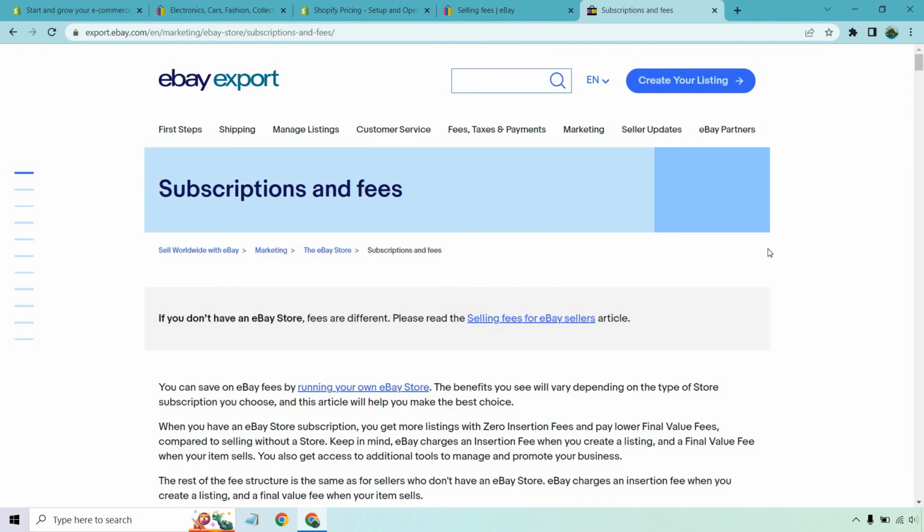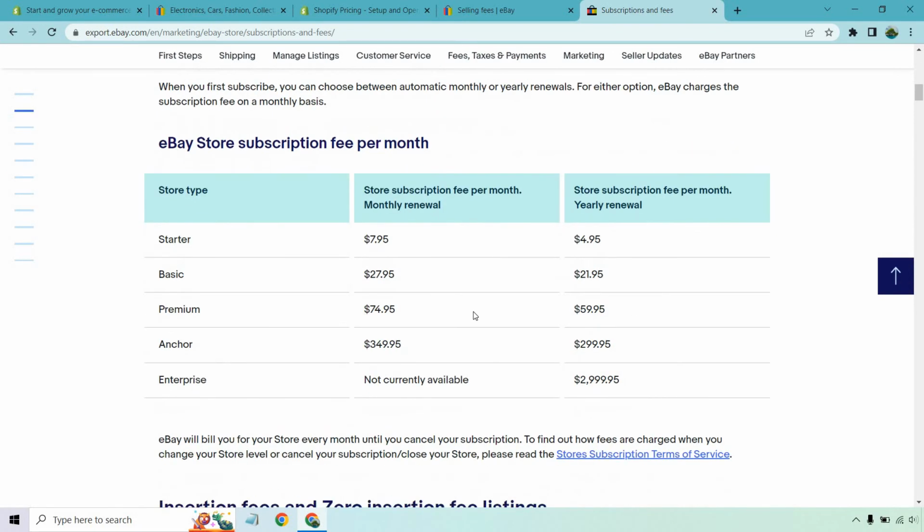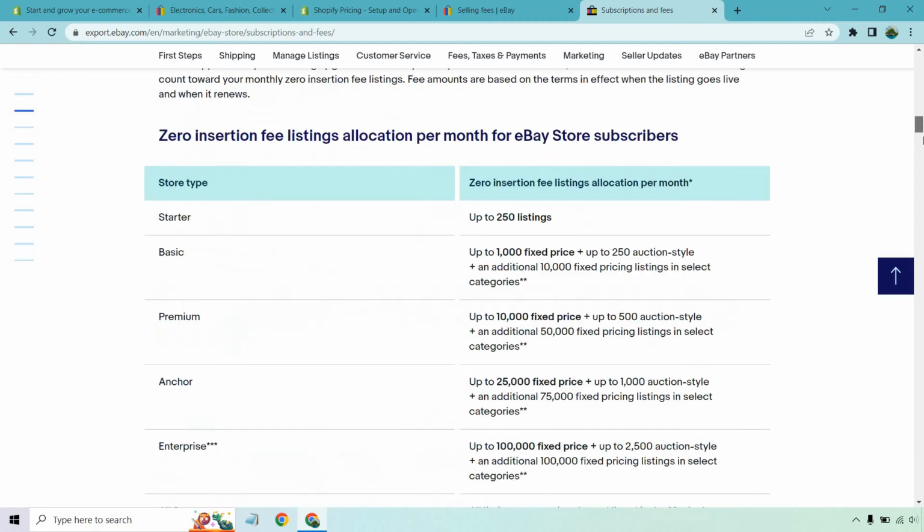Also, I do want to talk about how you can run your own eBay store. There are going to be some nice perks like zero insertion fees, which you already knew about, and of course, paying a lower final value fee. Let's take a look at some of the prices. Starting off, is it going to be bad? $7.95. Then moving on is going to be very similar to Shopify. You've got $27.95, $74.95, and $349.95. Obviously, it's going to be a little bit less if you pay yearly as opposed to monthly.